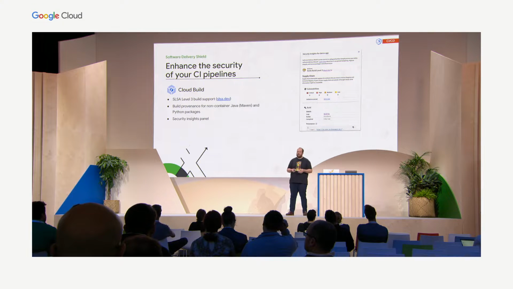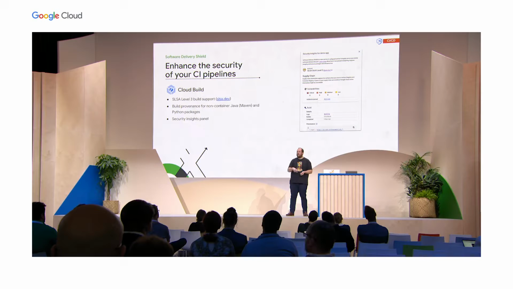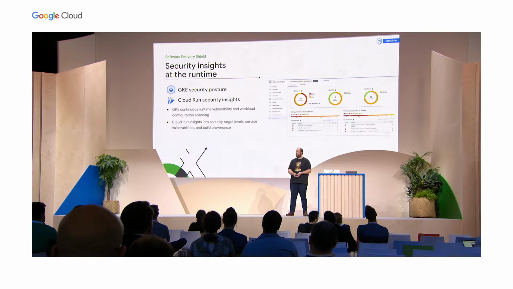And, sorry, one step back. In the new Security Insights panel, I think you all saw that in the keynote this morning, you now get the SLSA level of your build, the software bill of materials of your build, and vulnerability information, and you can see the build provenance information. We're going to take another look at that in the demo.